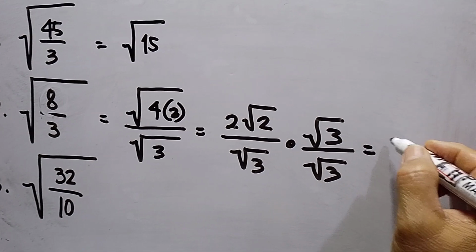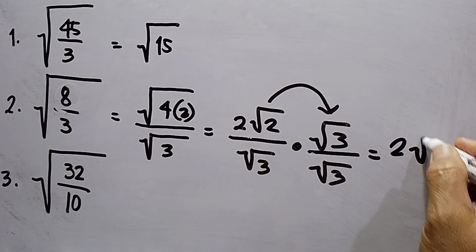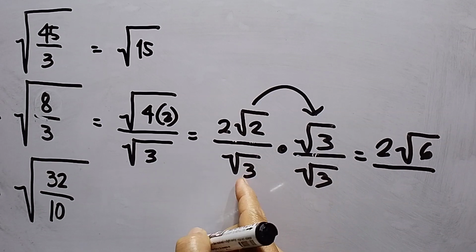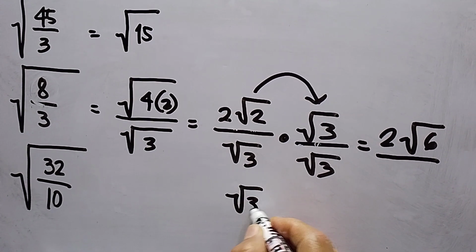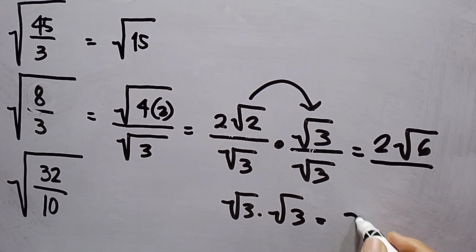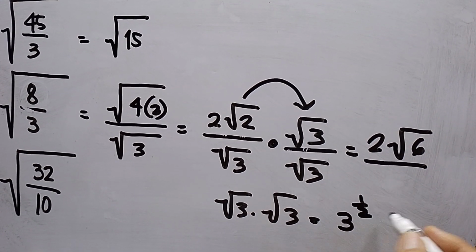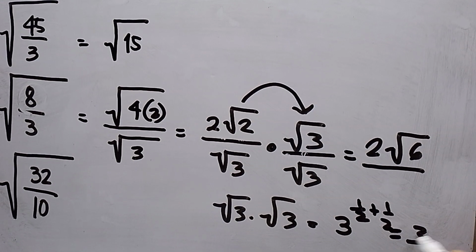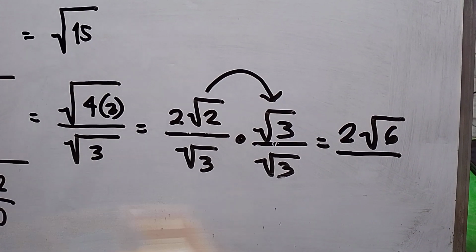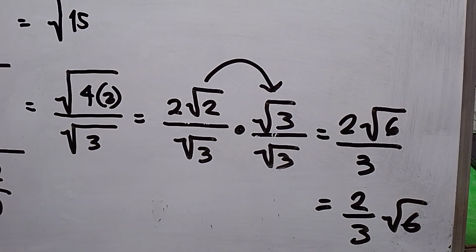So this will be 2 square root of 6 because I multiply the bases, 2 times 3 is 6. And then how about the denominator? Square root of 3 times square root of 3. Take note, in exponential form this is 3 to the 1 over 2, plus 1 over 2, so this will be 3 raised to 1, or equal to 3. Therefore, the denominator is 3. So my answer is 2 over 3 square root of 6. So that is number 2.